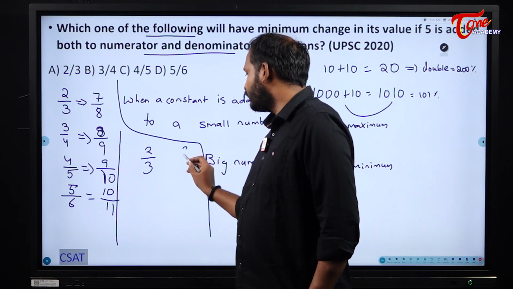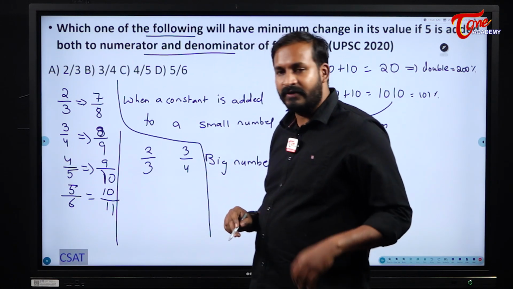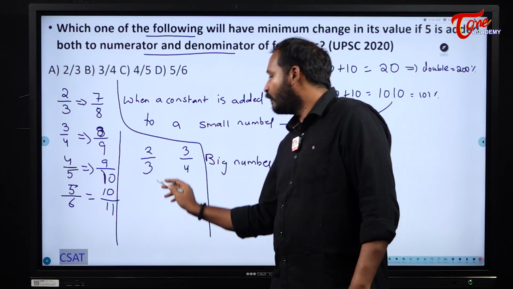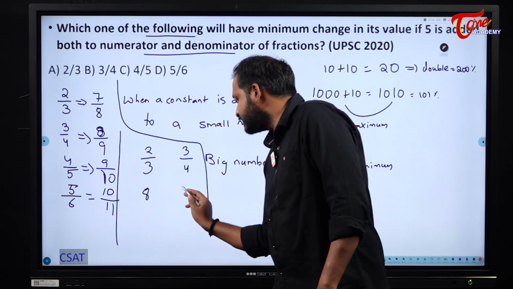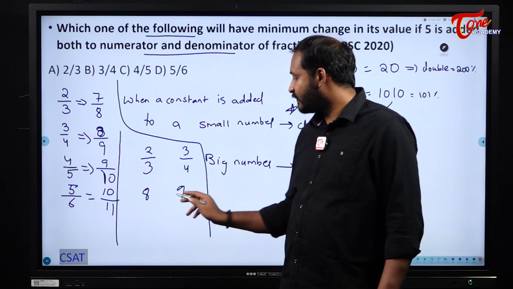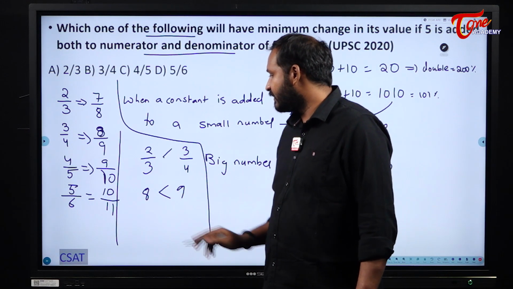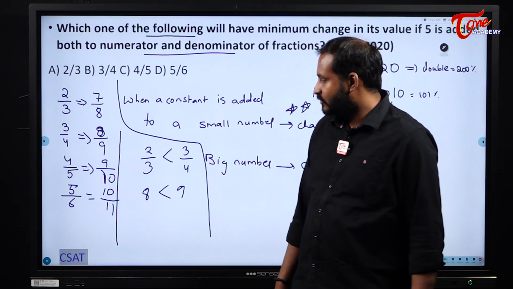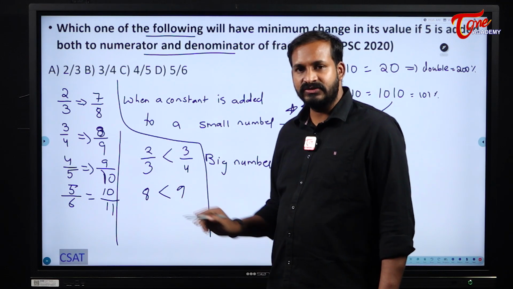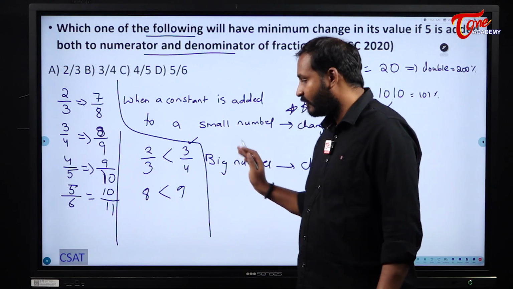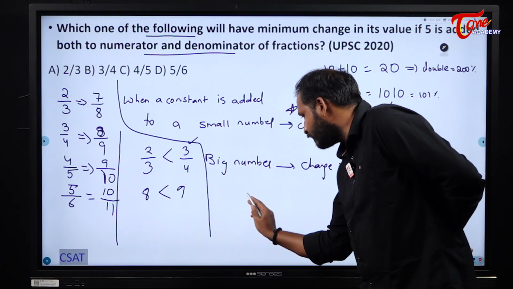2 by 3 and 3 by 4. If I want to decide which one is bigger and which is smaller, cross multiply them. 2 4s are 8. 3 3s are 9. 9 is bigger than 8, so obviously 3 by 4 is greater than 2 by 3. So when I compare these two, 3 by 4 will have the minimum change. Now I will go forward with 3 by 4.